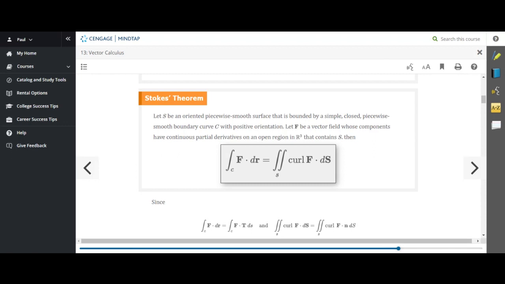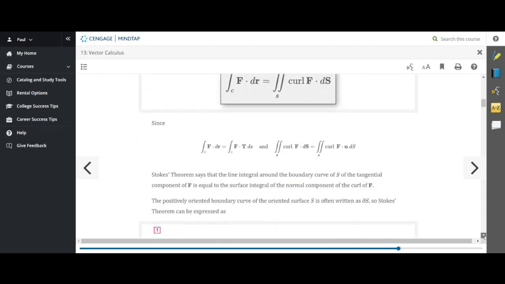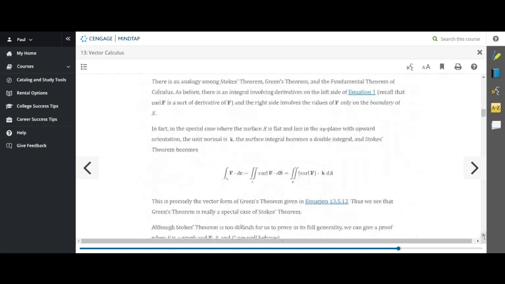But they go through a proof in the book. It's quite involved, but you're welcome to look at it. They do a proof of a special case of Stokes' theorem. But let's go ahead here and go down a little bit further.